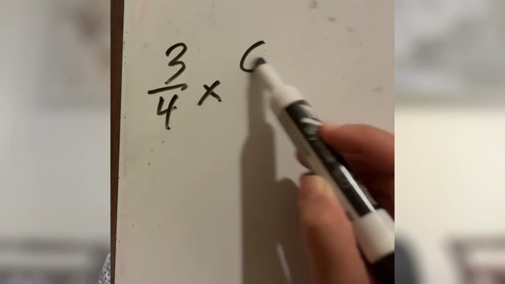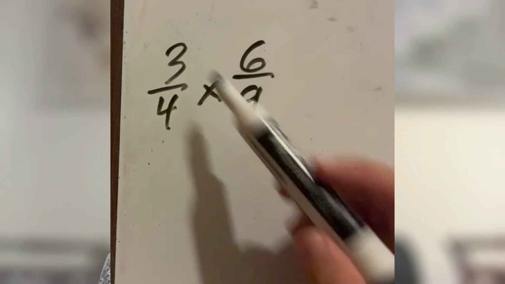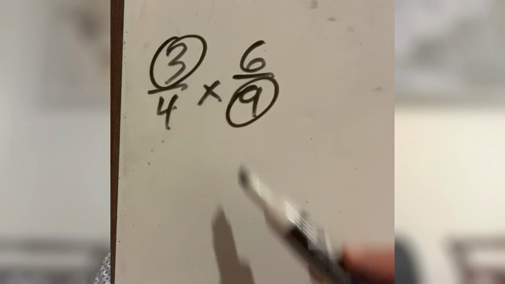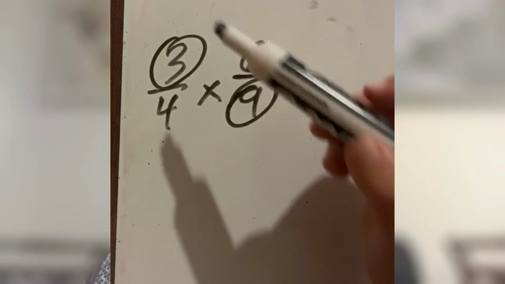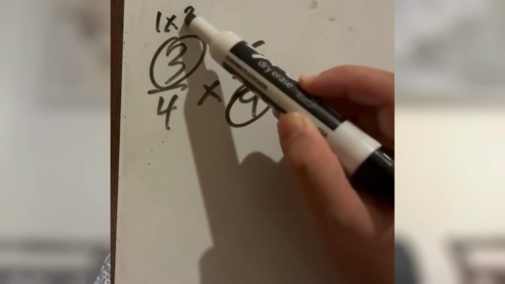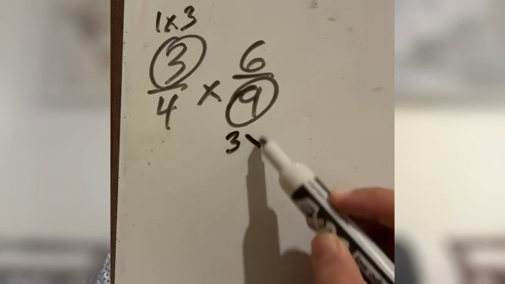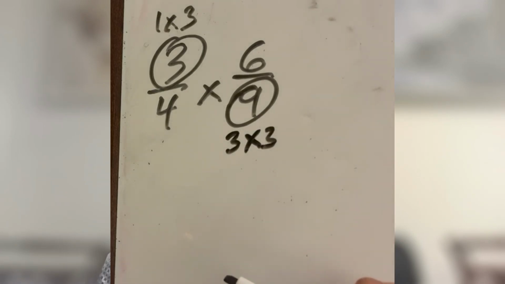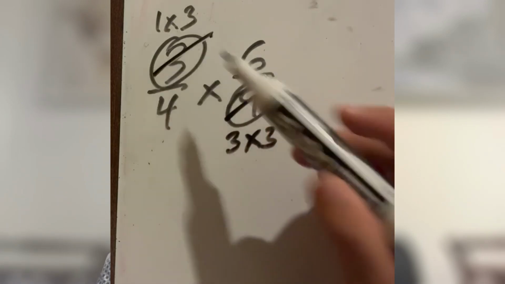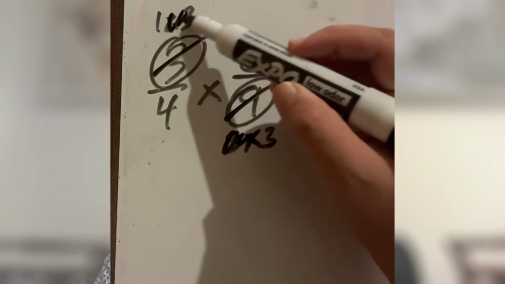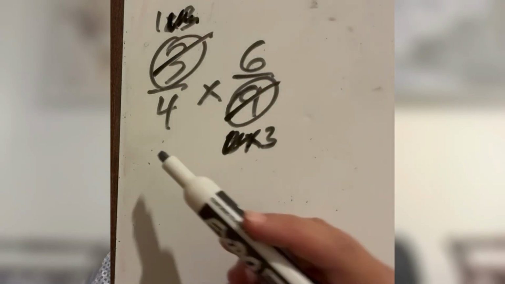3/4 times 6/9. Let's check our first diagonal, 3 and 9. They have a common factor of 3. 1 times 3 will give us 3, and 3 times 3 will give us 9. Pulling out the 3, we'll be left with 1 and 3.